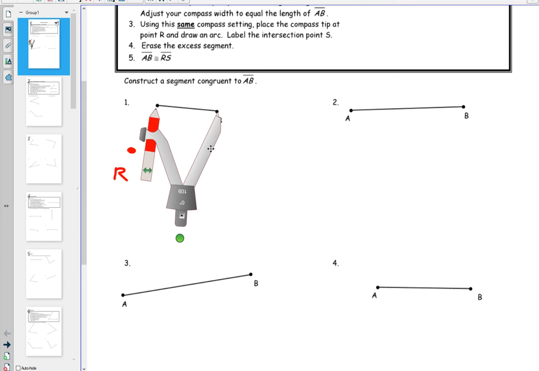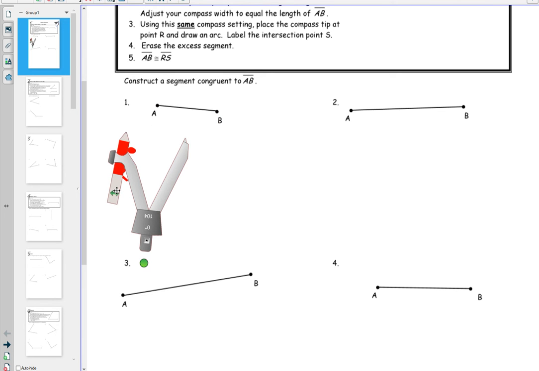just make sure that one of the tips is on B and then the other one is on A. Okay, have you measured it out, and then try not to let it open or close after that. So once you have that measured out, now come and bring the tip over to that point R that you drew.